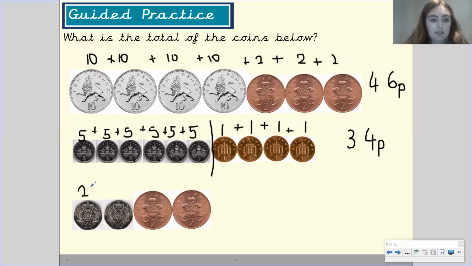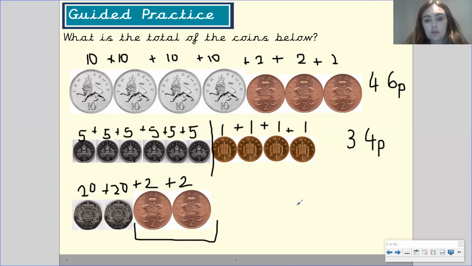Okay, so we've got 20, add 20, add 2, add 2. So again, I'm going to add together my 2 pence first. So 2 add 2, I know is 4. 20 add 20, I know is 40. So 40 add 4 equals 44 pence.